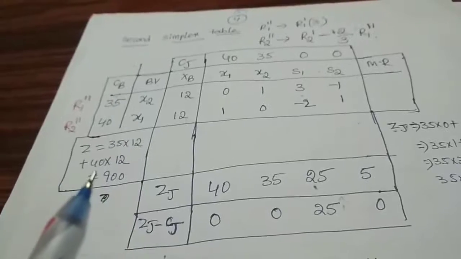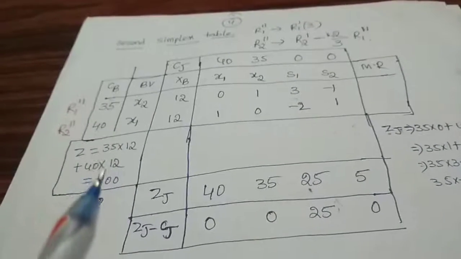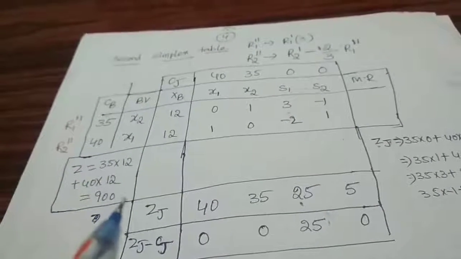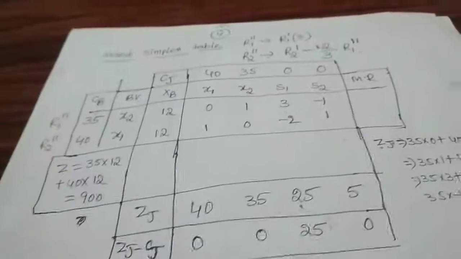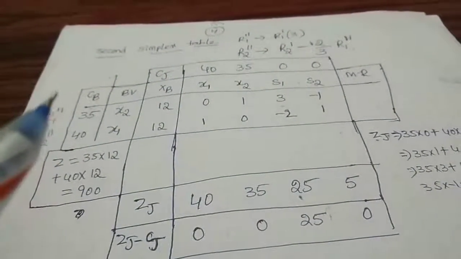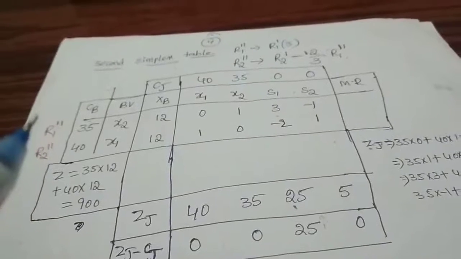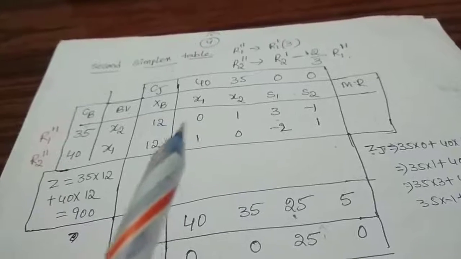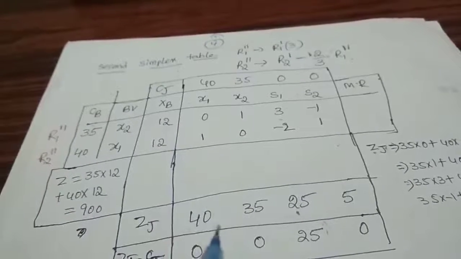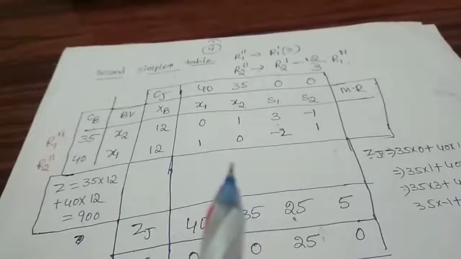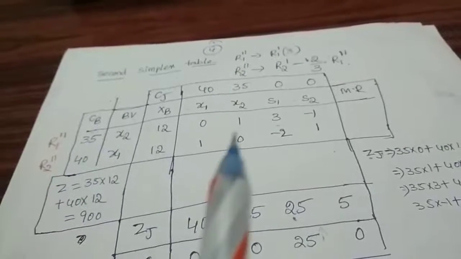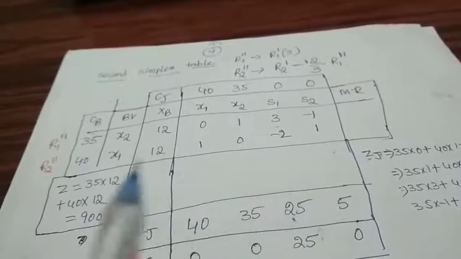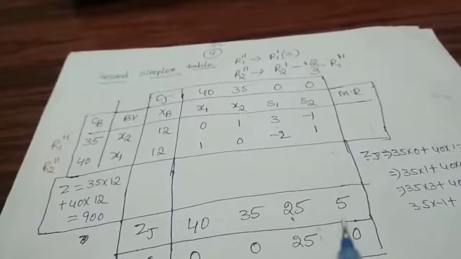Now here also we apply the same procedure, that is we calculate the z value. Z equals 35 into 12 plus 40 into 12, that equals 900. Next coming to the zj column, we multiply and sum cb into xj, j equal to 1, 2, 3, 4. Now 35 into 0 plus 40 into 1 equals 40. Next 35 into 1 plus 40 into 0 equals 35. 35 into 3 plus 40 into minus 2 equals 25. 35 into minus 1 plus 40 into 1 equals 5.